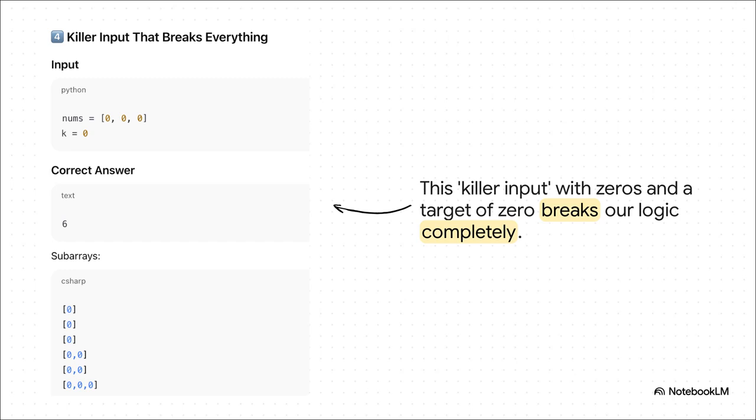a lot stranger than that. The correct answer is 6. How on earth is that possible? Well, let's break it down. You've got the 3 single zeros, you've got 2 pairs of zeros, and you've got the whole array itself. Add them up: 3 plus 2 plus 1 is 6. All of those are continuous subarrays that sum to 0. Our simple accumulation logic just has no way of handling that level of complexity.